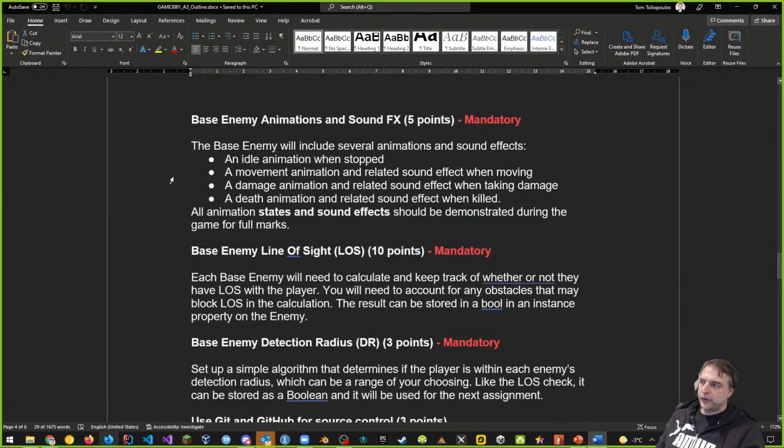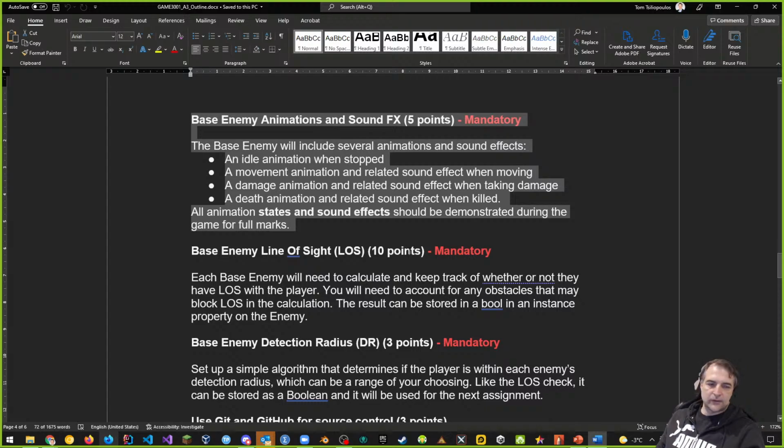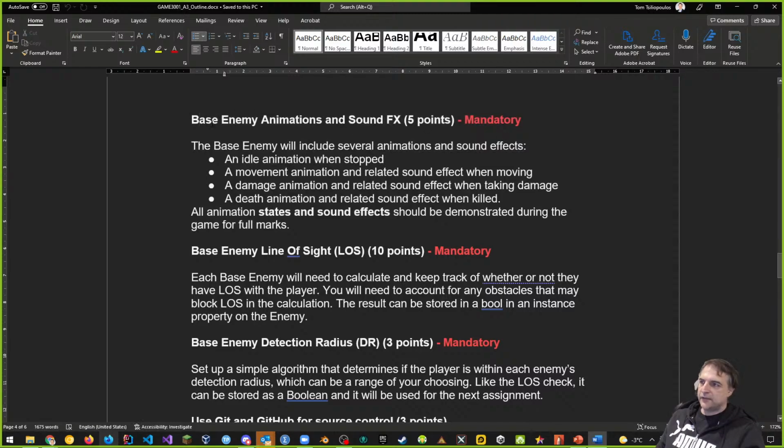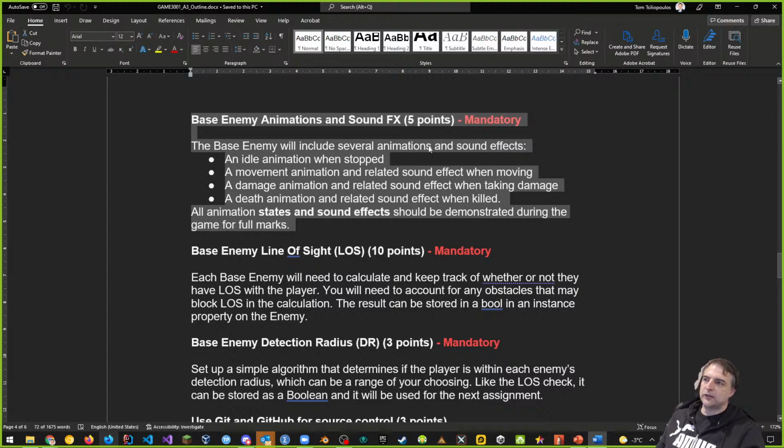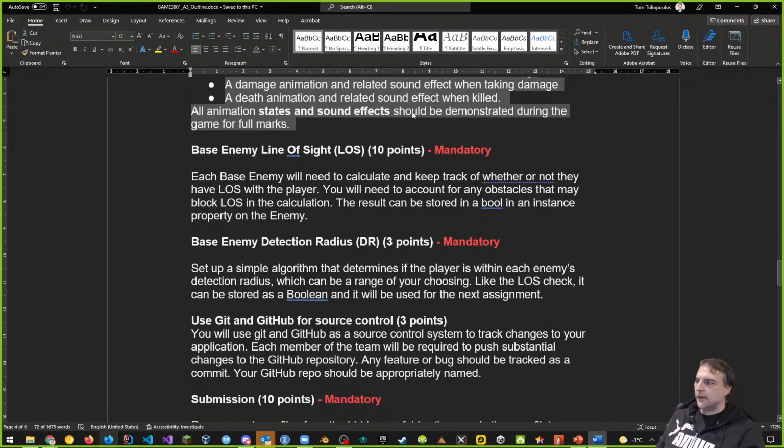Animations and sound effects for your enemy. Now, our lab does not satisfy this requirement because our lab does not have animations for the enemy, right? Our enemy is just a spaceship. A spaceship without animations does not satisfy this requirement. So please pick an object that meets this requirement. That's a 5-mark loss if you don't do that, right?